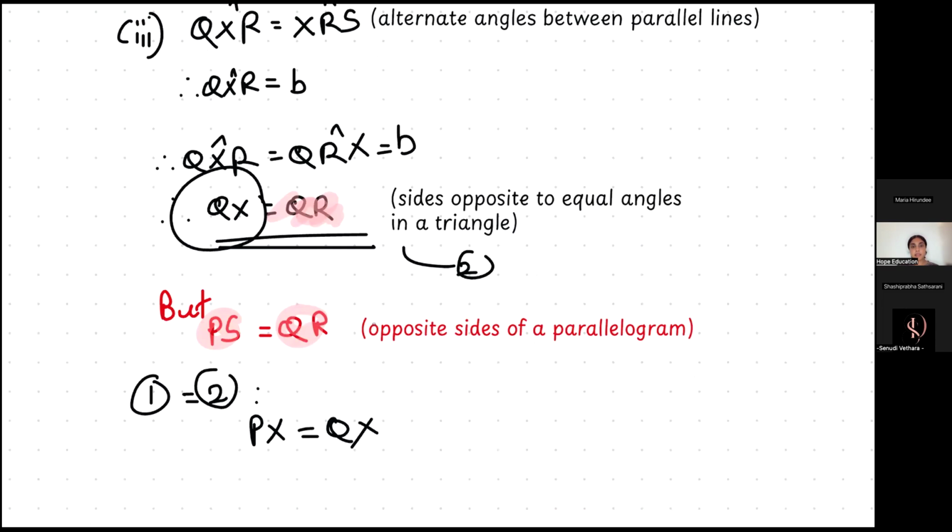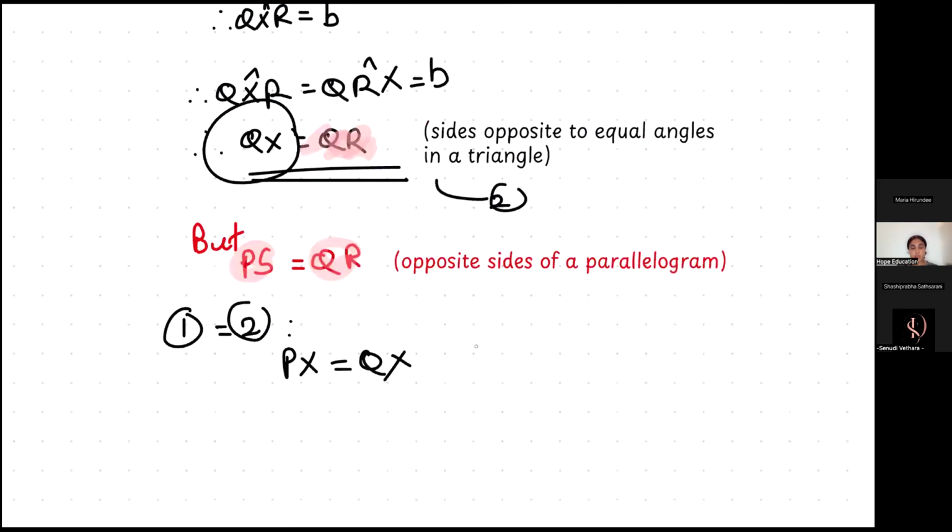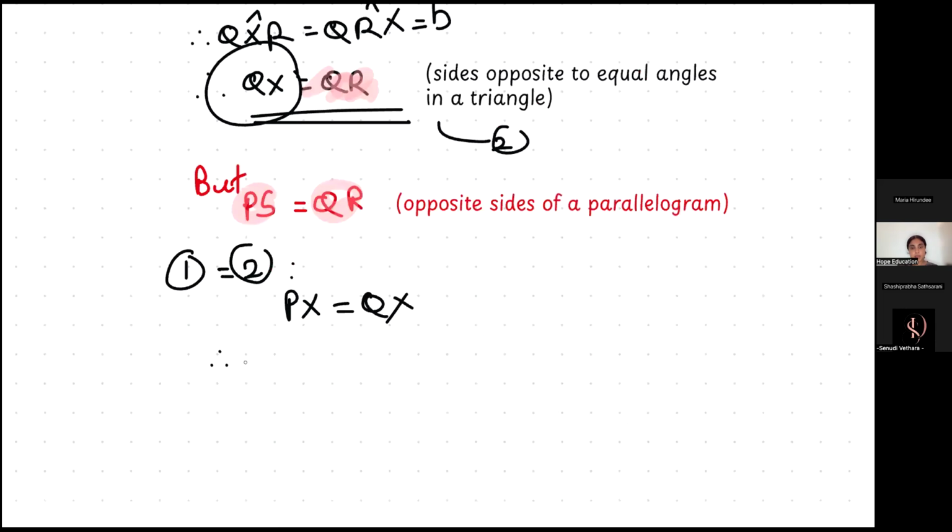Then PX ඉන්නේ මෙතන, QX ඉන්නේ මෙතන. ඒ දෙන equal කියන්නේ X is the midpoint. Right? Then equal means X is the midpoint. Therefore, X is the midpoint of PQ. Is this clear to all of you?